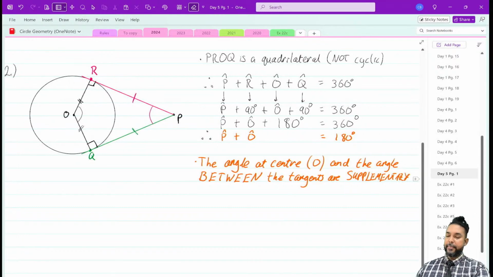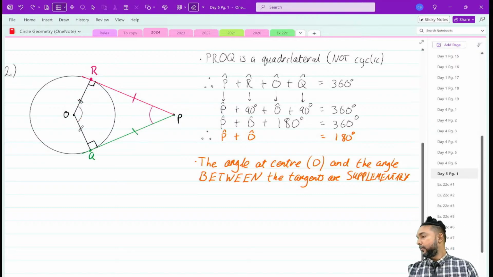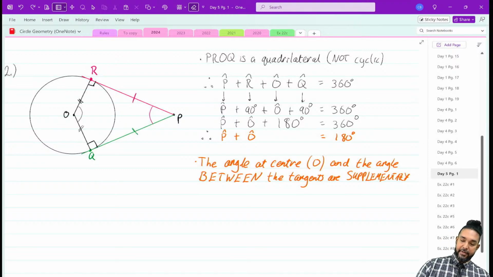All right, so that one is supplementary. The angle at the center and the angle between the two tangents are supplementary. What does that mean? That they add up to 180.